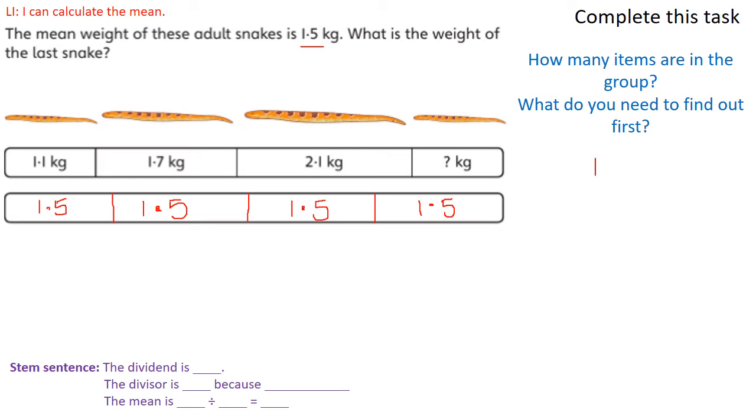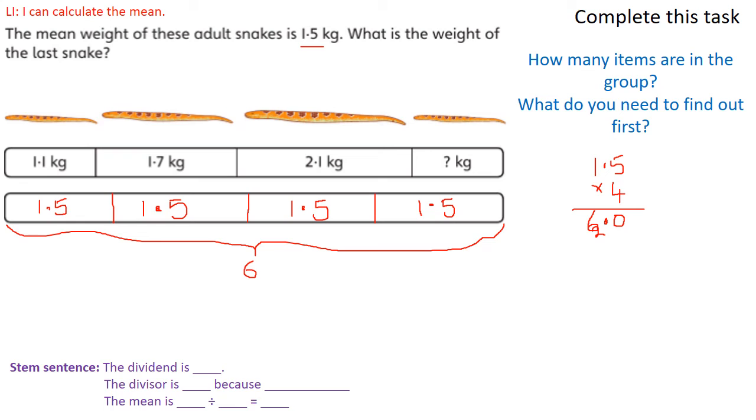So the first thing I'm going to do is 1.5 times 4 because I want to know the total length of that bar. So 4 times 5 is 20, 0 down, carry the 2, putting my decimal point in. 4 times 1 is 4, plus 2 is 6. So in total, all 4, including our snake we don't know, they weigh 6 kilograms.